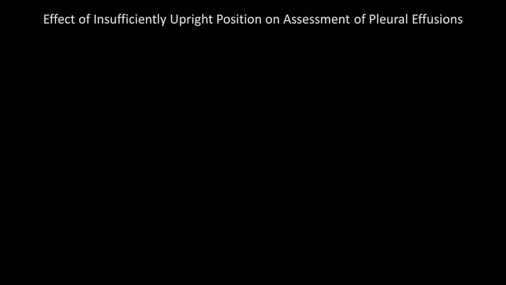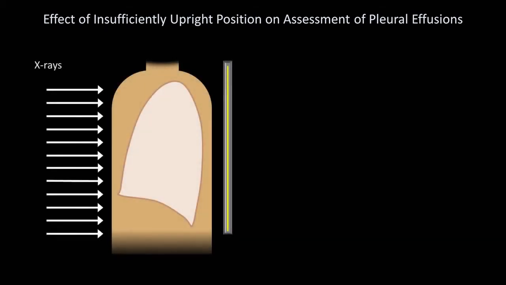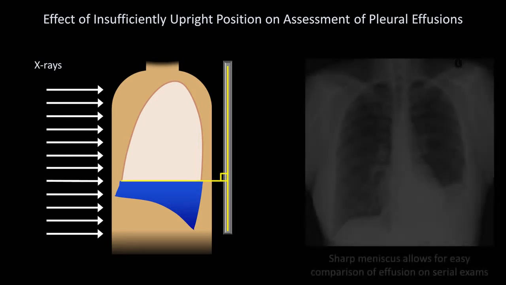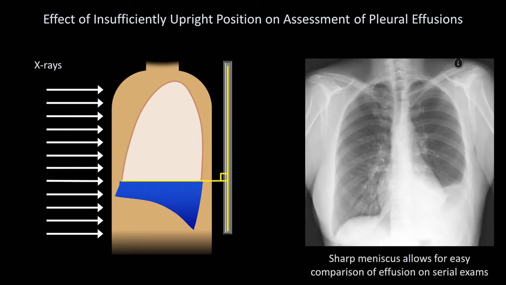There's one final thing to mention about pleural effusions, and that is how an insufficiently upright position can affect the assessment of the effusion size. Here is a side view of a patient who is completely upright, and we'll give her a moderate size effusion. Since the top plane of the effusion is parallel to the X-ray beams and perpendicular to the film, the resulting sharp meniscus on the PA film will allow for easy comparison between serial exams.